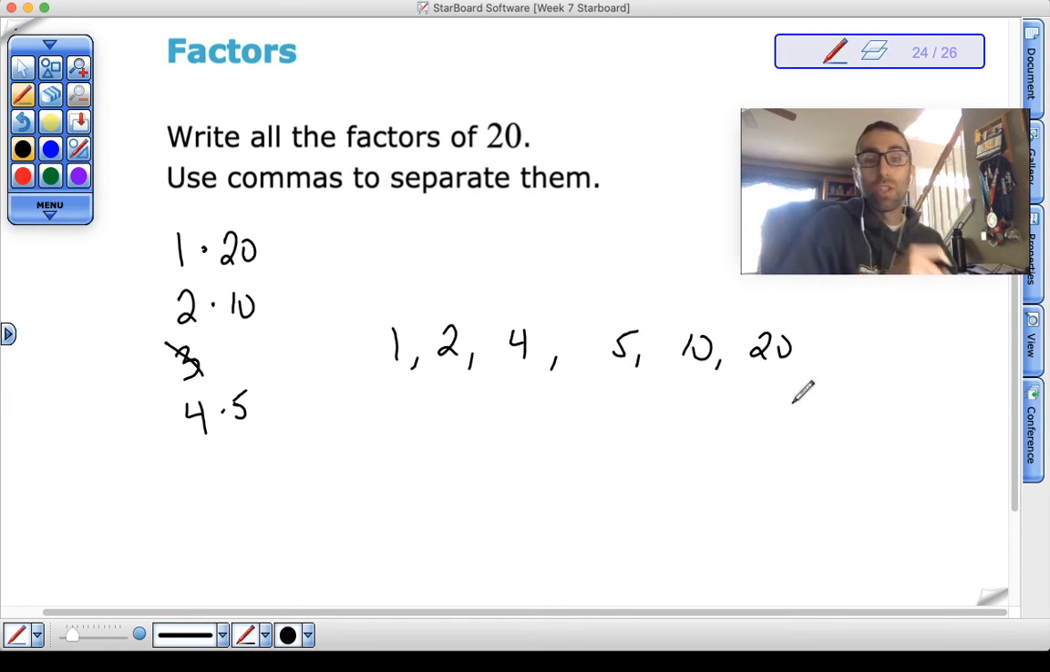So when you're putting these into Schoology, you're just going to put in 1, comma, 2, comma, 4, comma, 5, comma, 10, comma, 20. No spaces. It may look like there's spaces in there, but that's just the way I'm writing. But this is the way your answer should look.